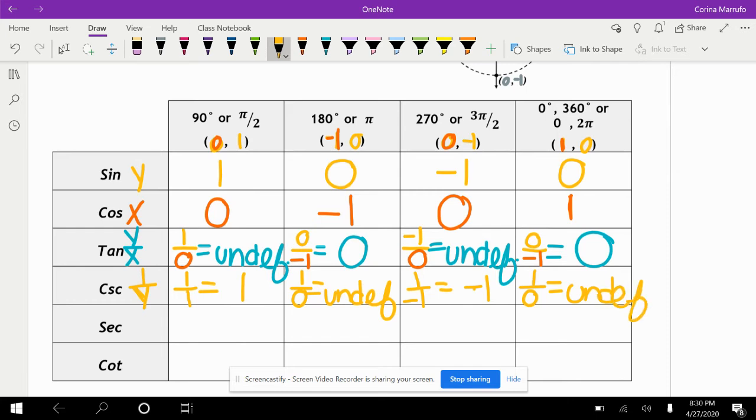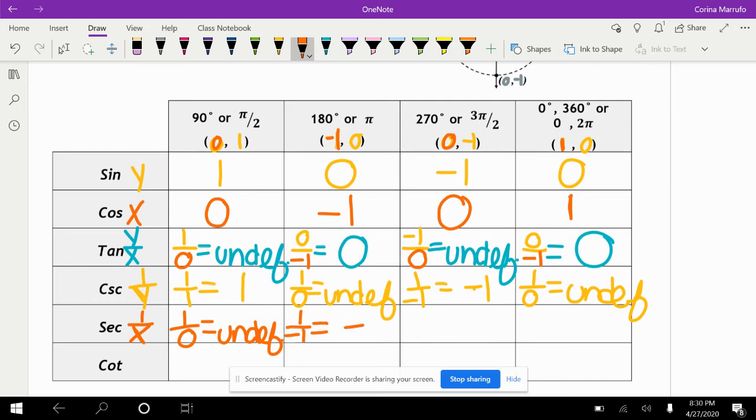All right, now we have secant. So secant is a reciprocal function to cosine. So we are going to do 1 over x. So we're going to take 1 and we're going to divide it by our x value. So on the first one, at 90 degrees, our x value is 0. So 1 divided by 0, remember you cannot divide anything by 0. That gives you undefined.